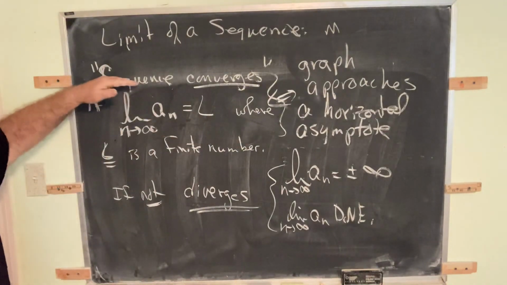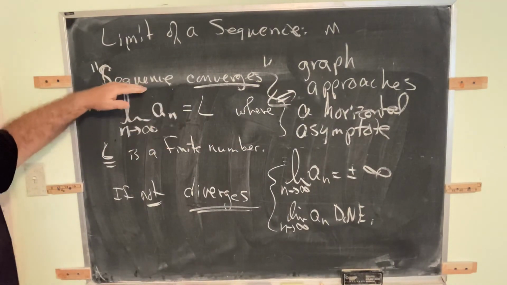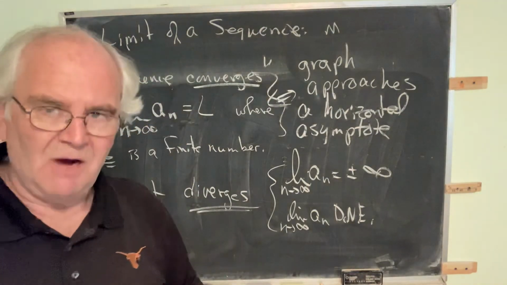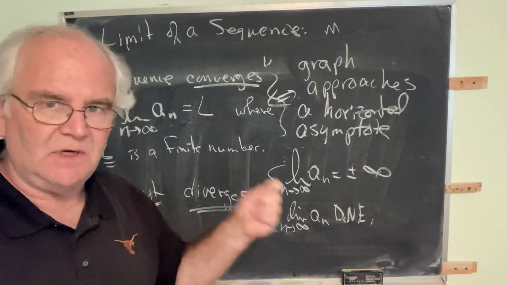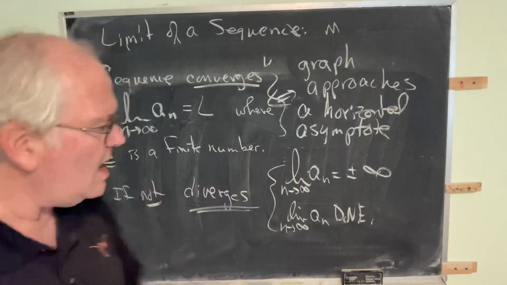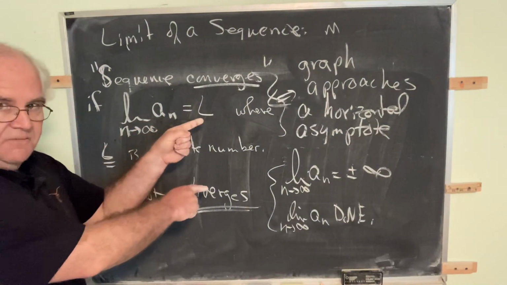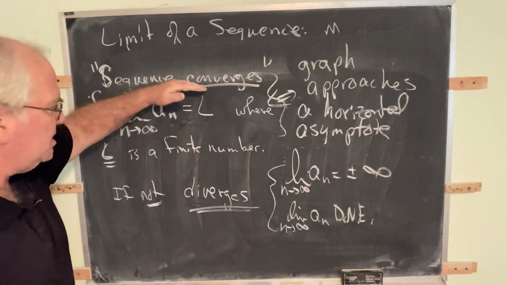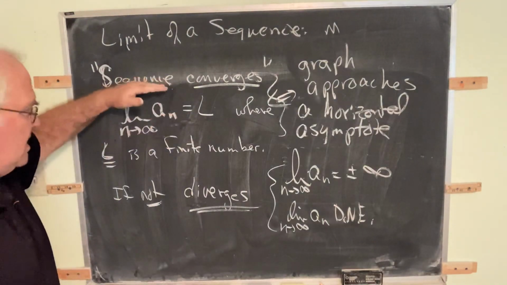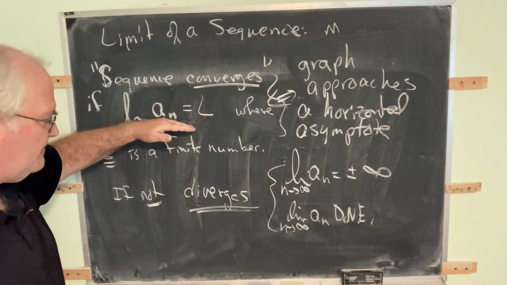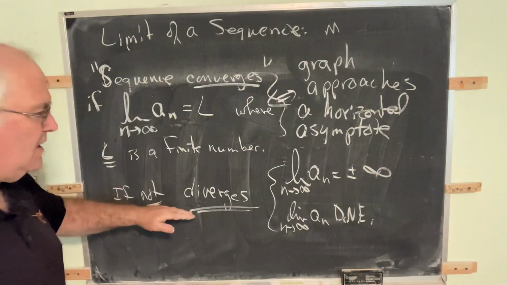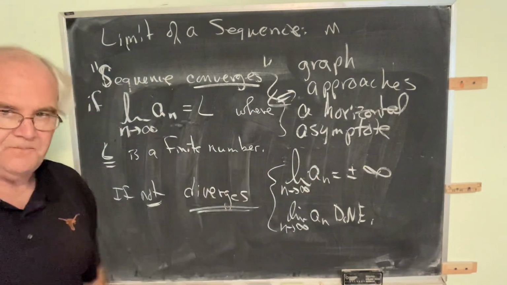A sequence converges if the limit exists. Because later on we're going to talk about a series. A series can either converge or diverge. Same word, but different definitions. That's the key notion. So a sequence converges if the limit exists. A sequence diverges if the limit doesn't exist for any reason.